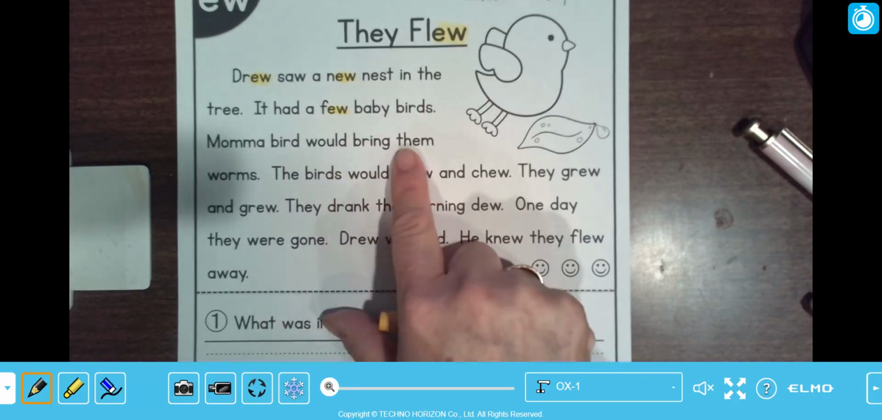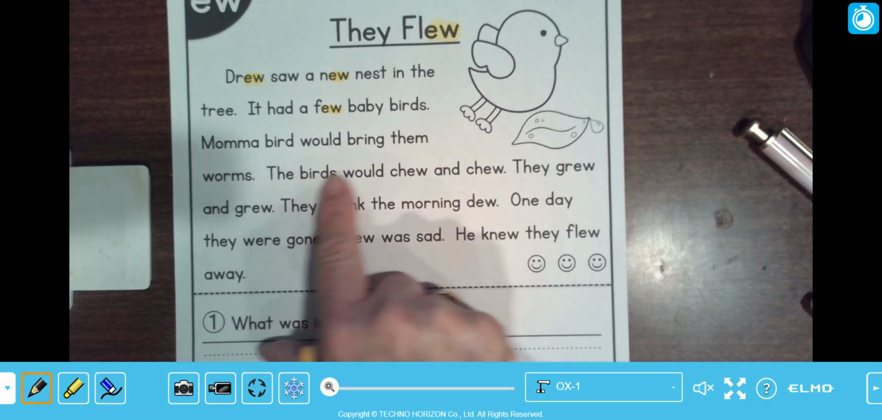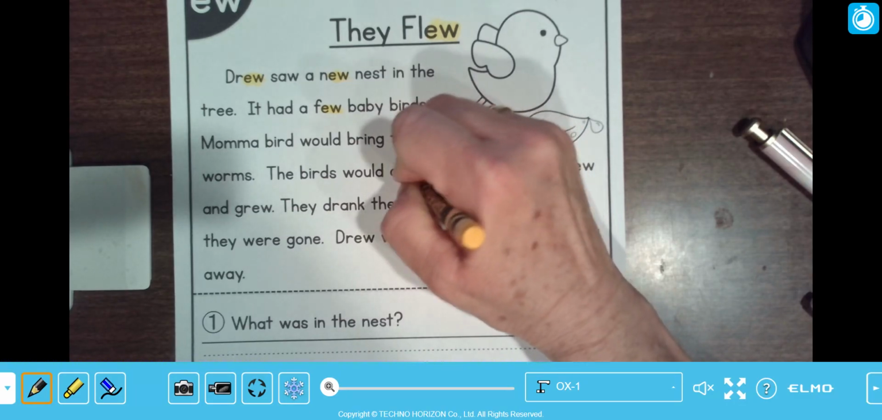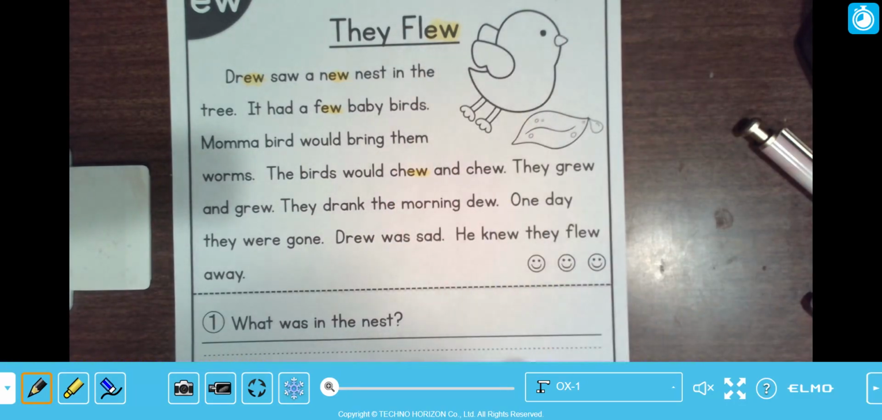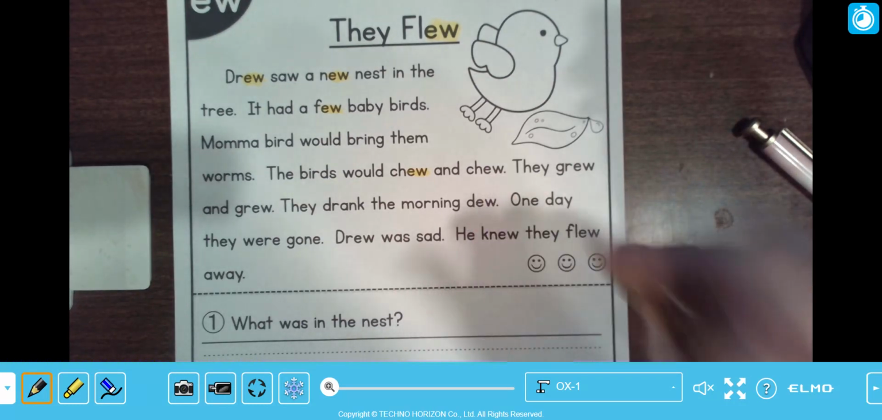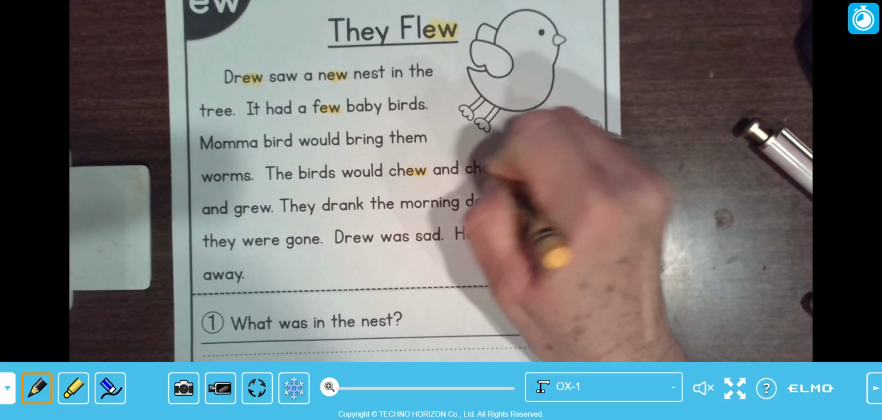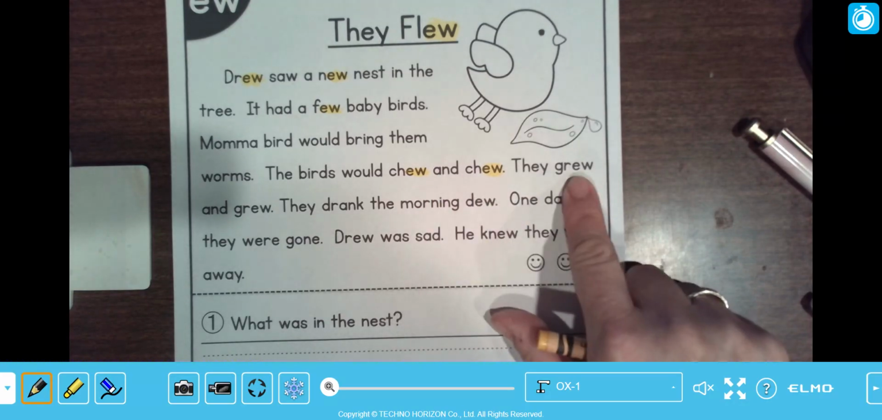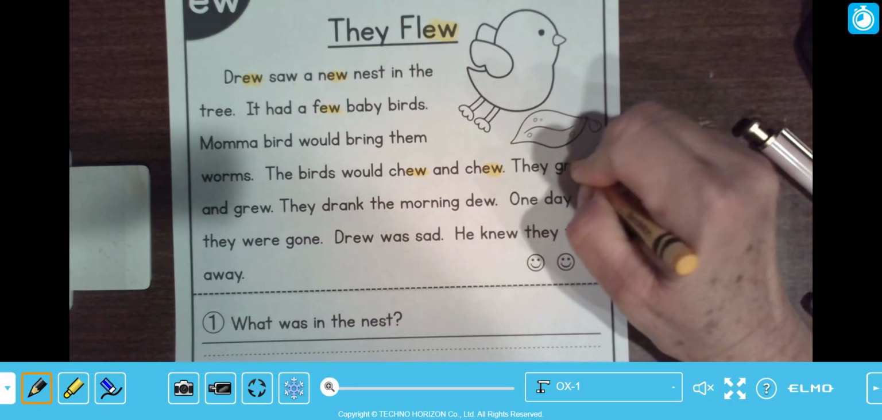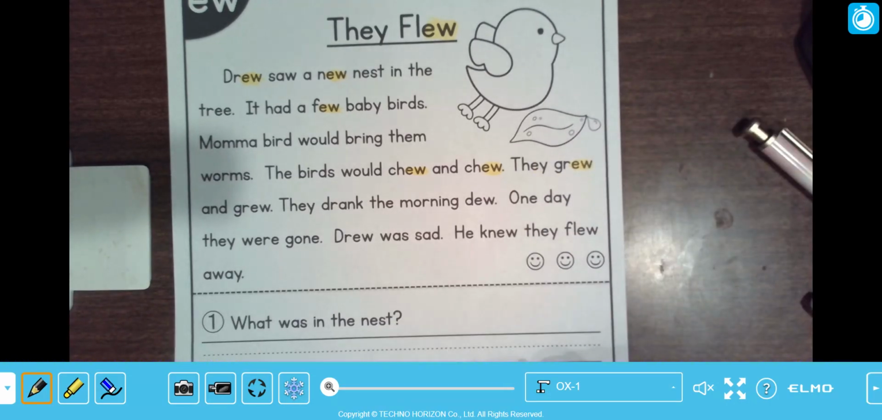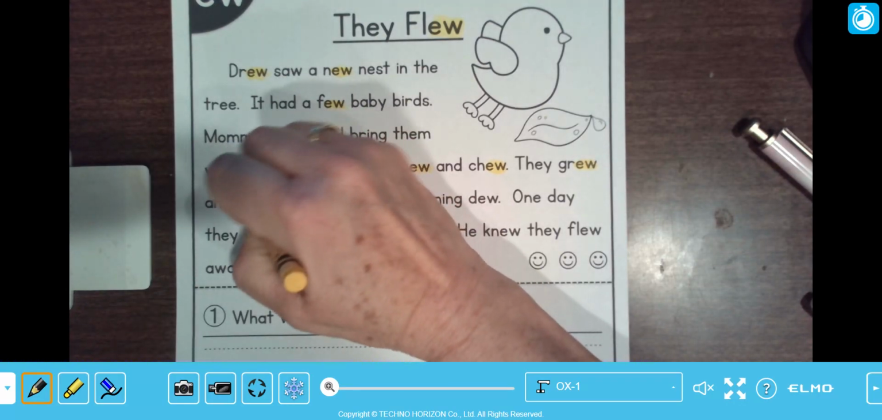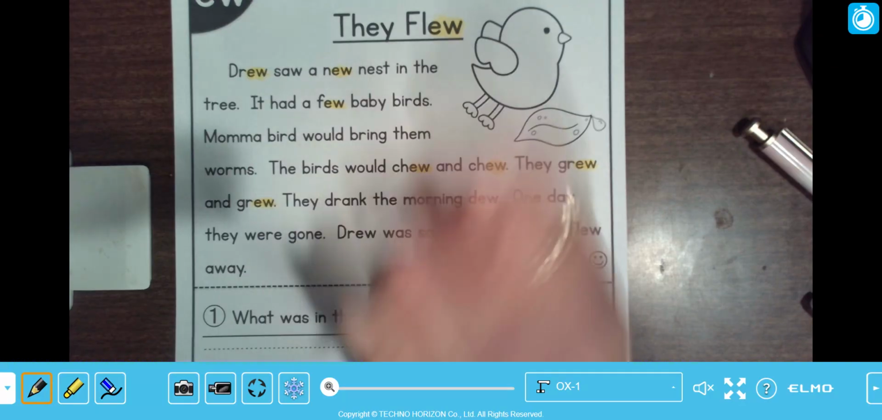Okay, I don't see anything with the ew sound here. But look, right there, there's a ew sound, or ooh spelling. Let's color that in. And look, right here, there's another one. And right here, look, there's another one. Right here, there's another one. So make sure you're coloring these in yellow, okay?